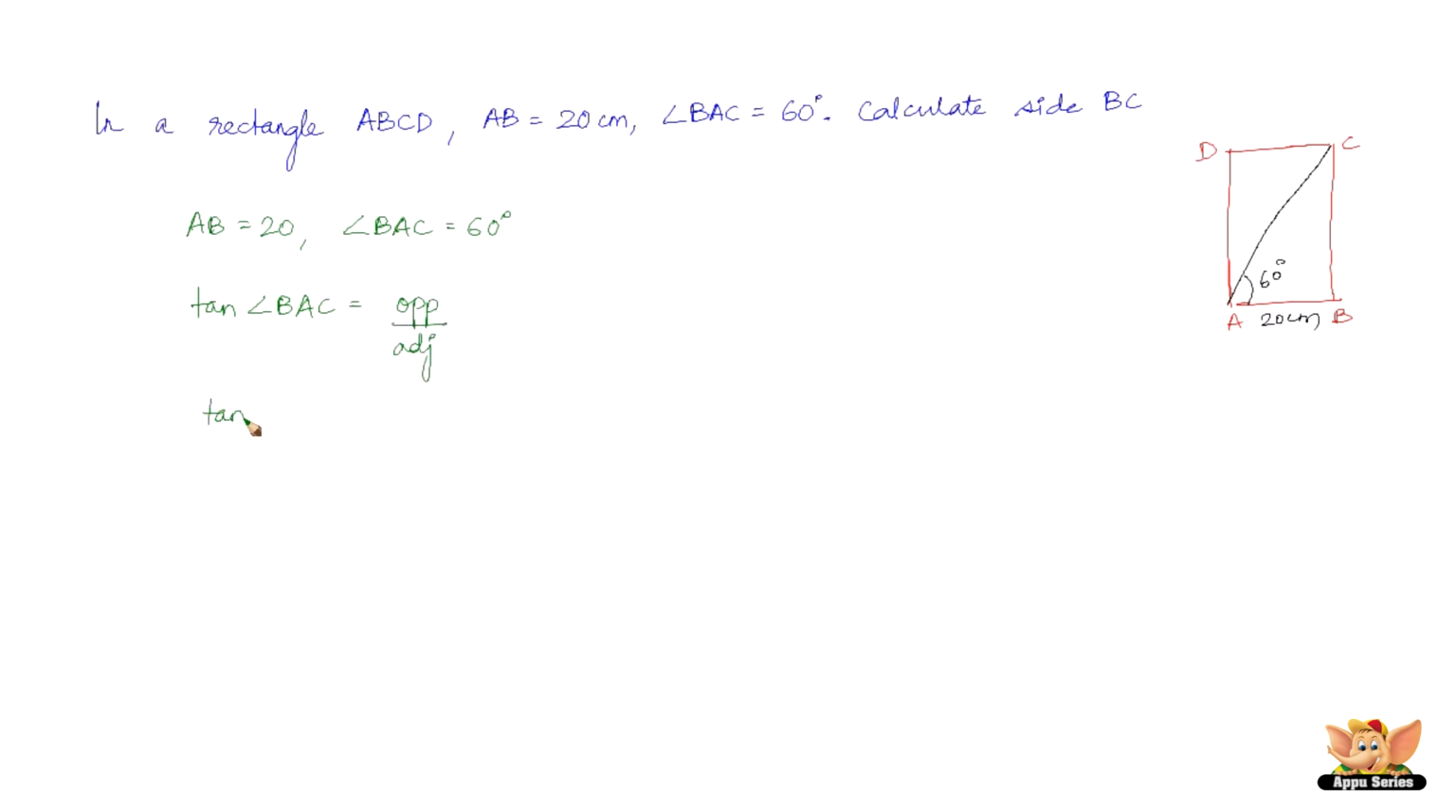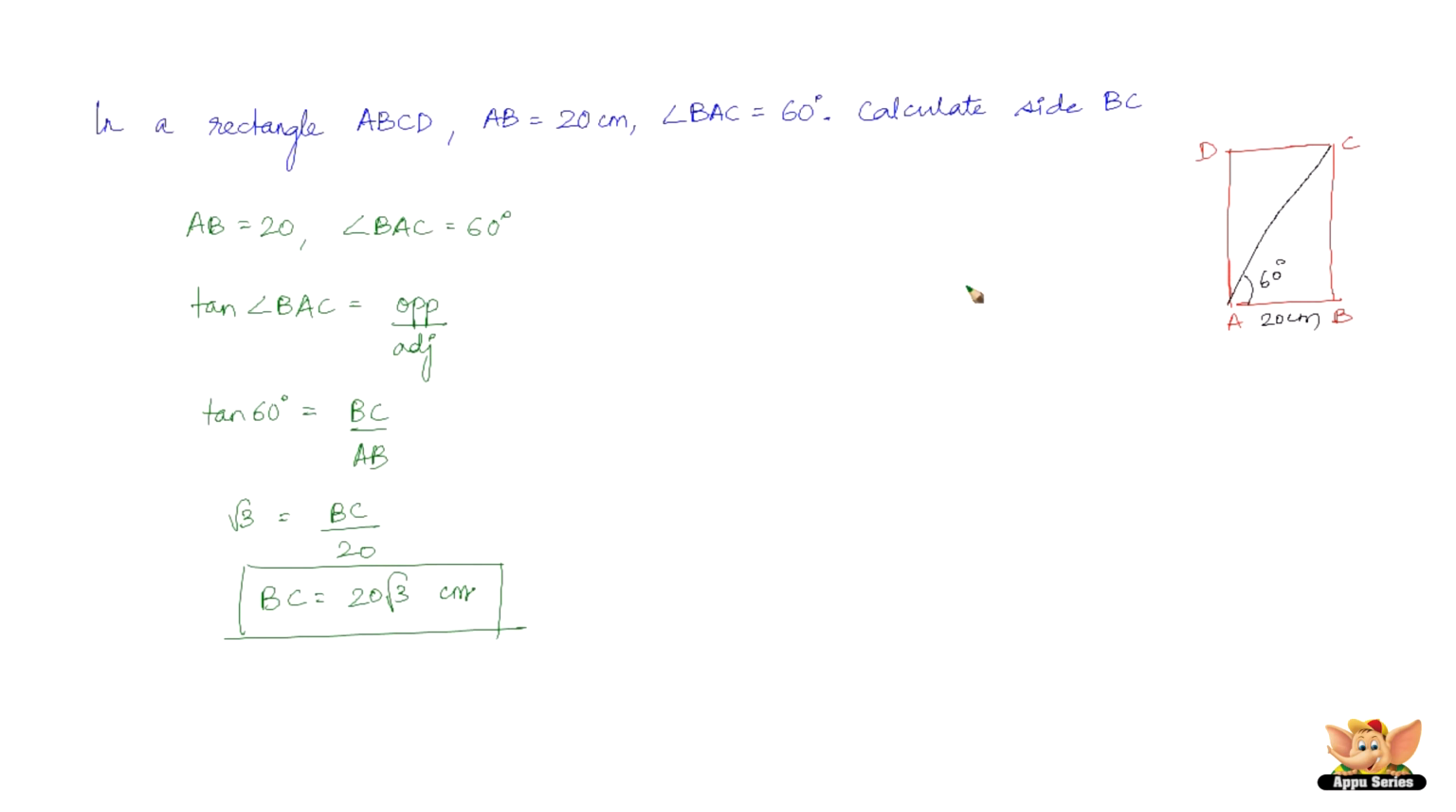So tangent of 60 degrees will be equal to, opposite is what we have to find, which is BC, adjacent is AB. So tan 60 degrees is root 3. We need to find BC. AB is 20. So BC equals 20 root 3 centimeters. So that's all. This was another very simple problem. I hope you understood this.